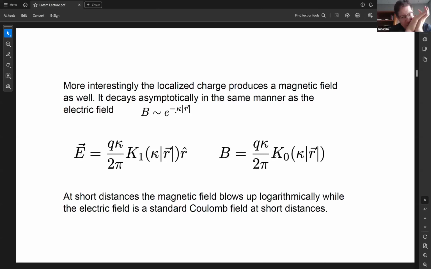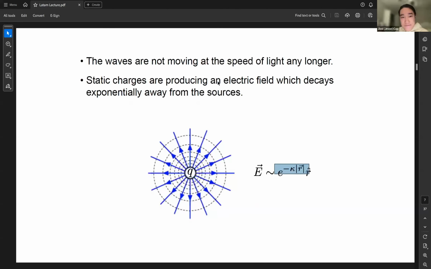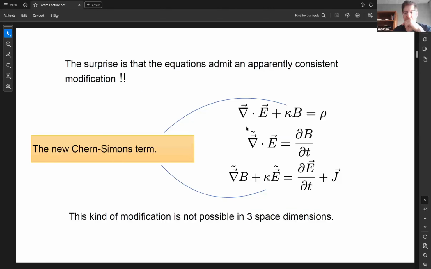Are there any questions about the phenomenology of this theory? Someone asked, so how is the wave equation modified? Let me see. Is that in the chat? Yes. Oh, I see. How is the wave equation modified? This is how the wave equation is modified.